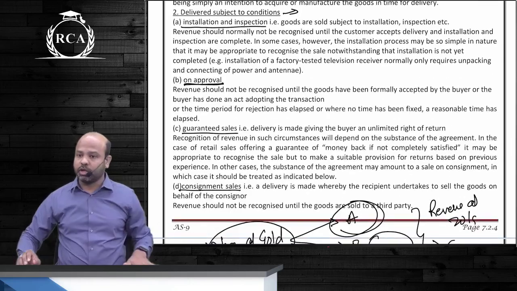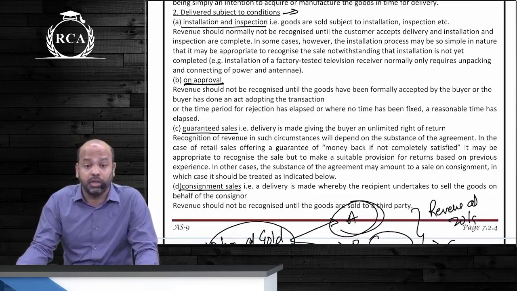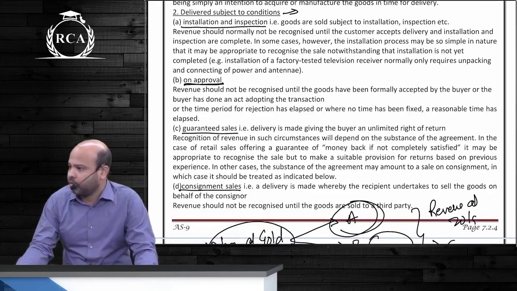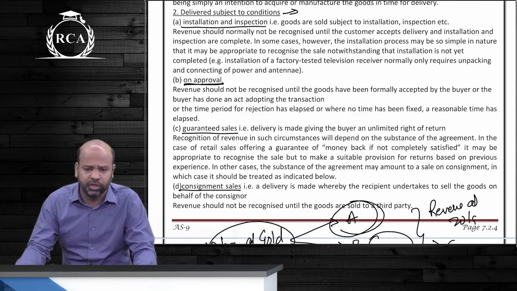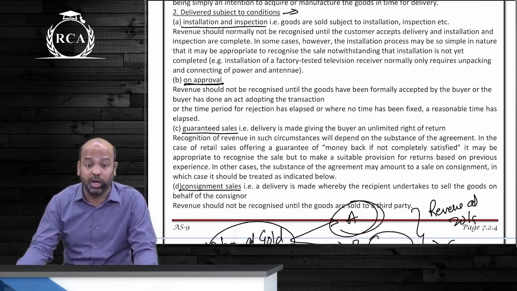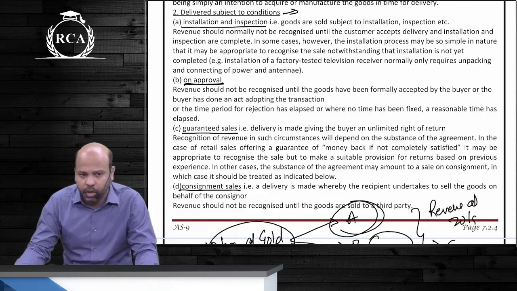When goods are sold on approval basis, because the effective risk and rewards of ownership are not transferred to the buyer. When you say risk and rewards of ownership are transferred, it means the buyer has accepted the ownership in goods. Here you're selling goods on approval basis. So till you either receive the approval or till a reasonable time period has lapsed, you will not be able to recognize revenue.